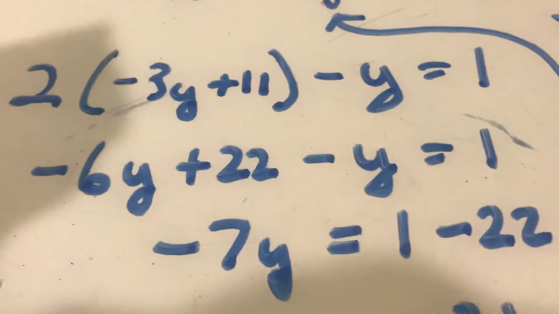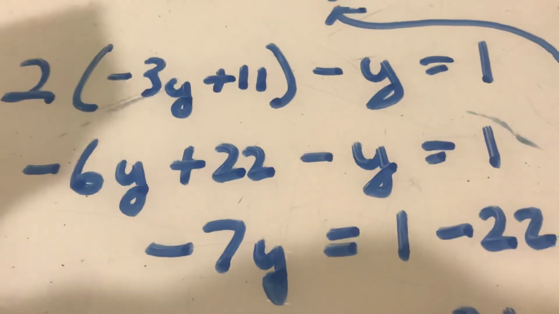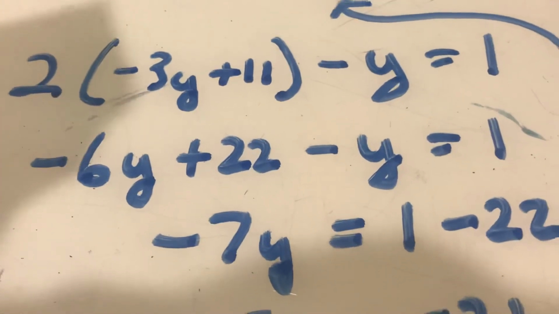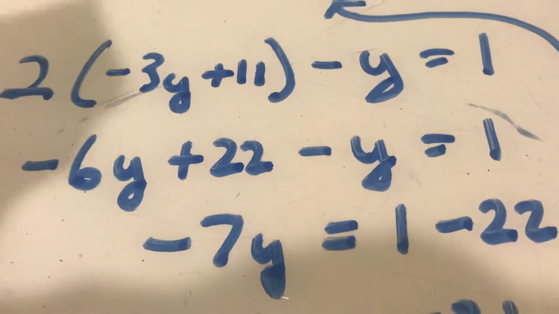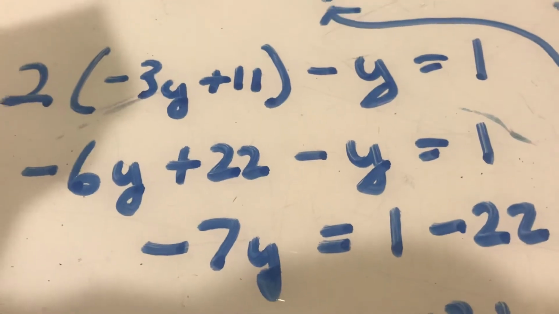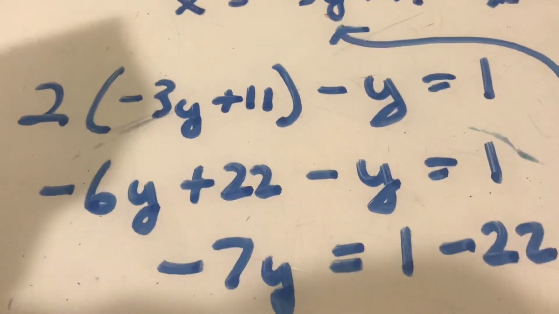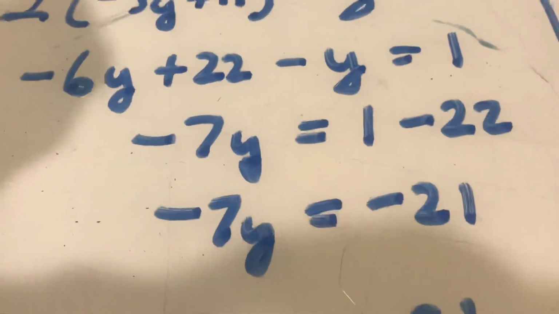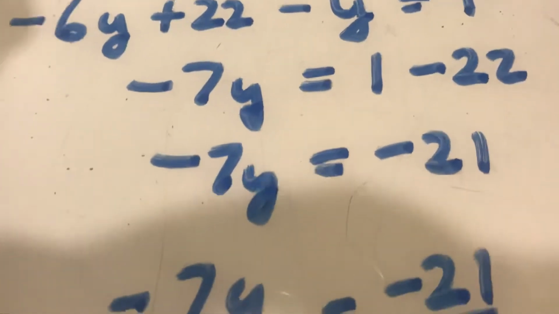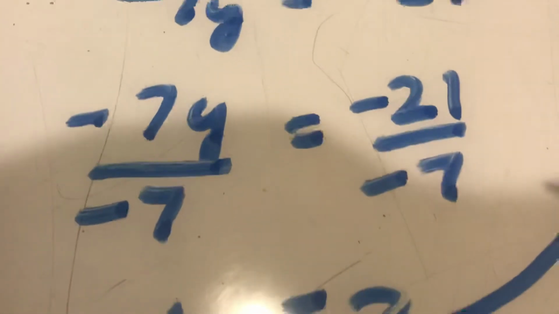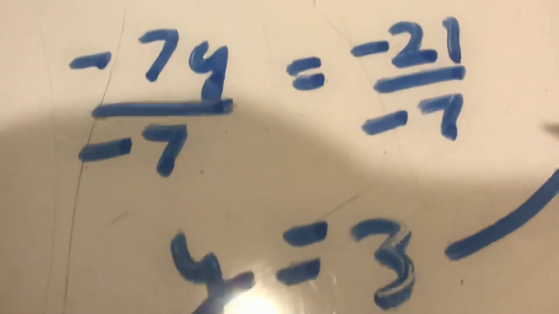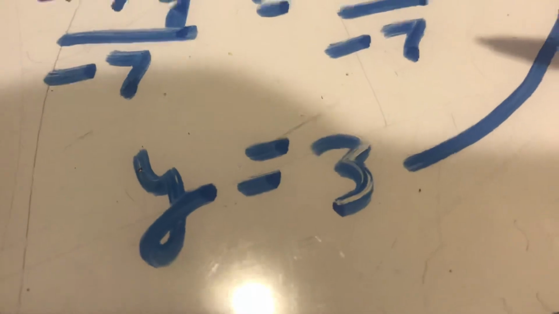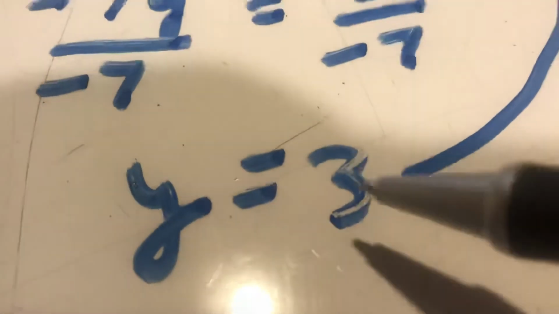I use the distributive property. 2 times negative 3y is negative 6y. 2 times 11 is 22. Minus y equals 1. So I simplify. I get negative 7y equals 1 minus 22. Negative 7y equals negative 21. I divide both sides by negative 7. Y equals 3. So your answer is y equals 3, but I also have to find the x value.